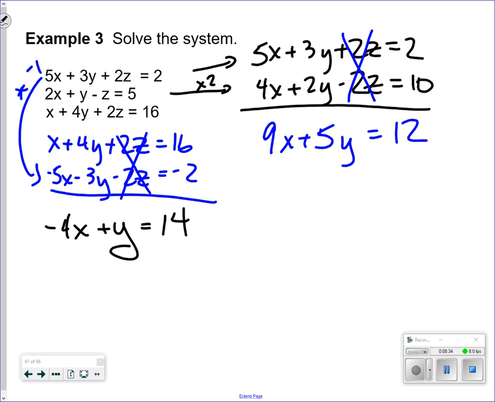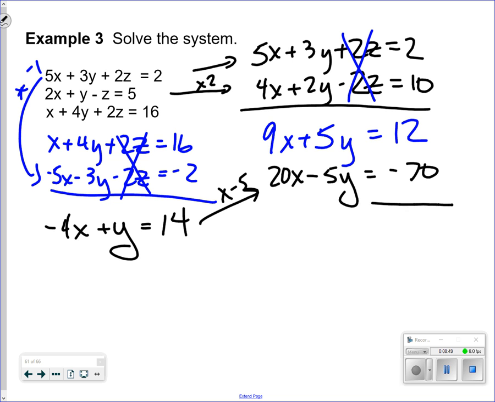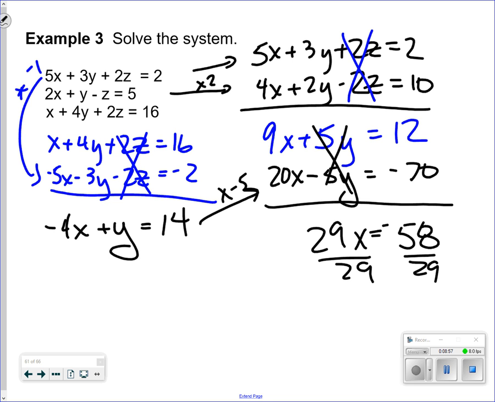Now, I have two equations. I have an x and a y, and then I have another equation with an x and a y. So now I'm going to multiply this one, let's say, by negative 5. That would be 20x minus 5y equals negative 70. Y is gone. 29x equals 58. Divide by 29, x is equal to negative 2.